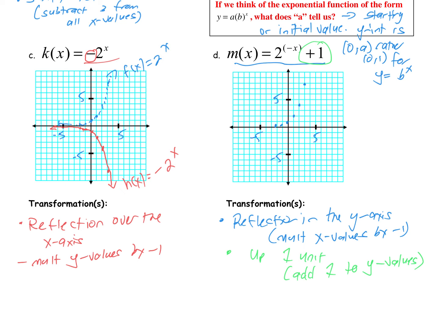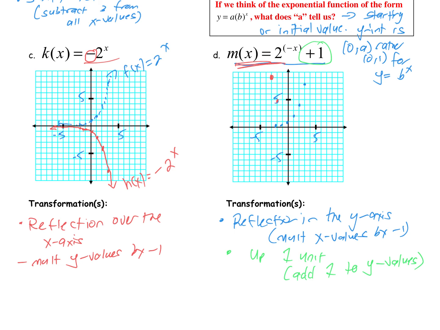And now let's plot the points. I'll make m of x red. So I'm going to take each x value and reflect it over the y-axis and then go up 1. So (3, 8) is going to go to (-3, 8) and then move up 1. So that's going to be (-3, 9). (2, 4) is going to be reflected to become (-2, 4), and then it'll go up 1. So it'll be (-2, 5).